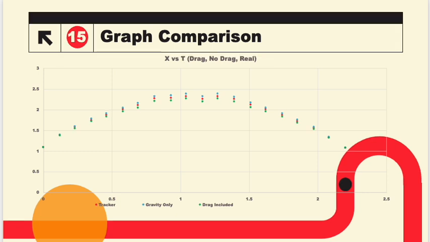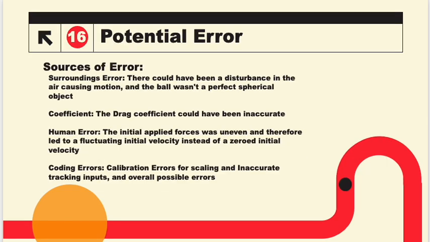The gravity-only model showed continuous acceleration, whereas the drag-included model demonstrated terminal velocity. Our real-world data aligned more closely with the drag-included simulation. Potential sources of error included air disturbances, inaccuracies in the drag coefficient, human error in initial velocity, and calibration issues in the motion tracking, and these factors all could have hindered our results.